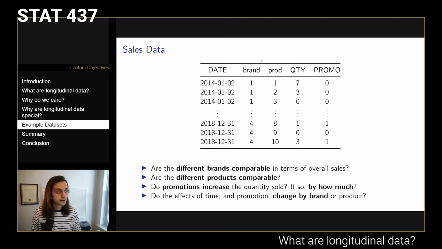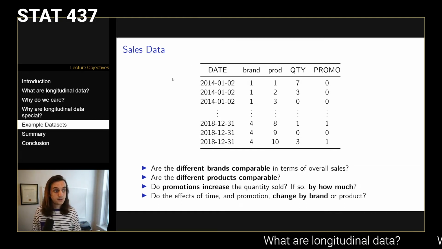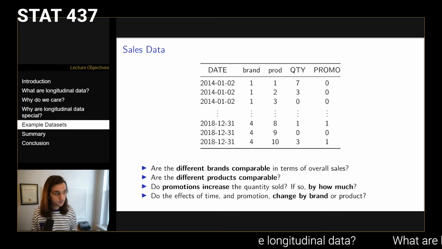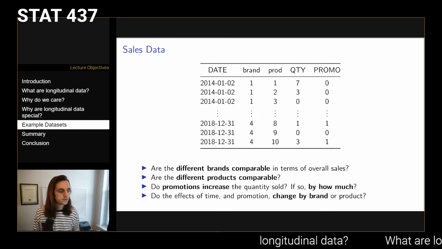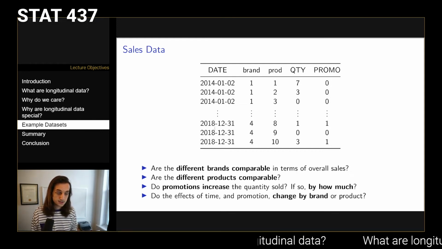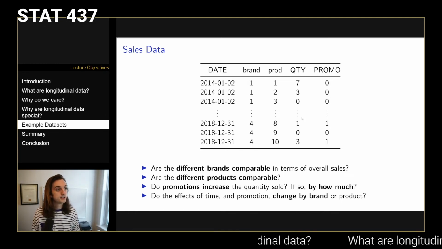And so you can see that we have that same format. We have these different products from these different brands, and over time, where time here is actually being measured not in weeks as the last data were, but in terms of calendar date. And we could say, are the different brands comparable? Are the different products comparable in terms of the amount they sell? The question, I'm sure, from the point of view of the corporations themselves is, how does the promotion impact the quantity of sales?